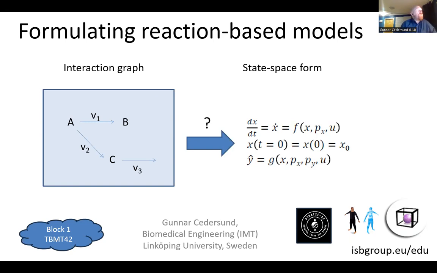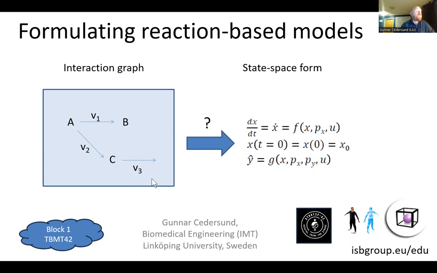Reaction-based models can typically be summarized into an interaction graph. An interaction graph is a way to visually represent all of the reactions at the same time. Here we have A forming B in reaction 1, A forming C in reaction 2, and C disappearing into nothing in the elimination reaction 3.